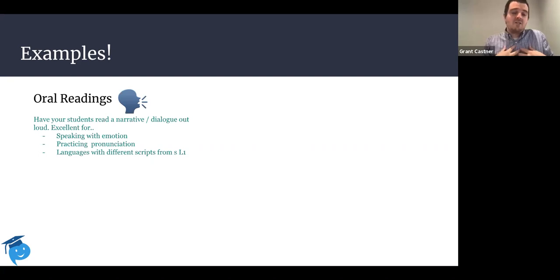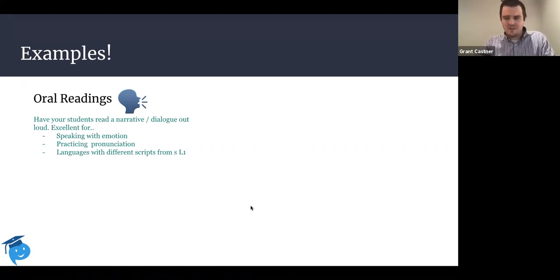So I teach Chinese, my students have to learn characters. If there is a character that they don't know how to pronounce, they have to learn how to pronounce every single character that they see. Great practice for that is simply giving them a text of characters and saying, hey, read this out loud. Tell me you know how to read it. If they can't read it, then they don't know the characters. That's one reason why I love oral readings.